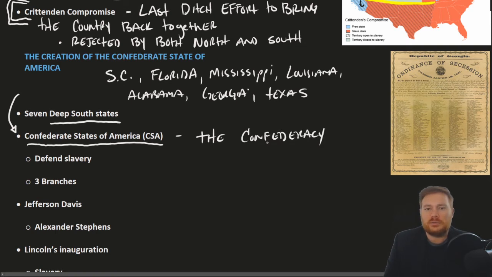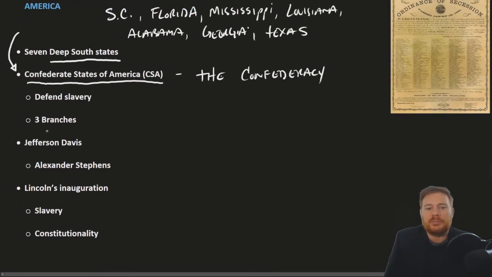A confederacy is sort of a loose government. They created a constitution for these 7 states. Ultimately, there would be more states that eventually joined the Confederacy. The Constitution was modeled very closely on the United States Constitution. Its government was very, very similar. The CSA had 3 branches of government, an executive, legislative, and judicial, just like the American Constitution. But one key difference was that the Confederate Constitution explicitly defended slavery.